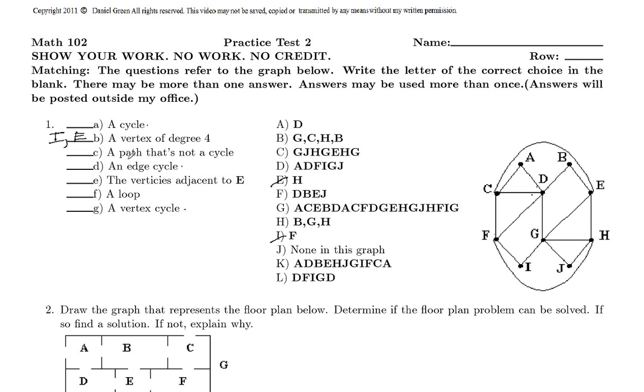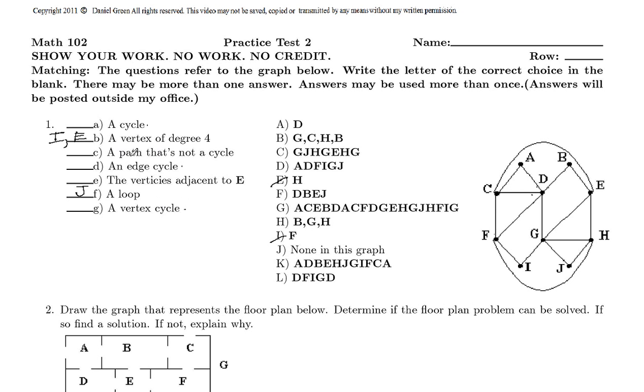Let's see. A loop. That should be easy to spot. Looking over here, I don't see any loops. Remember, a loop would be something that would look like this. Okay, and we don't see any loops in this graph. So that would be a choice J, none in this graph. So that's a J. And actually, we can use that choice possibly more than once, as some of these other things don't exist.